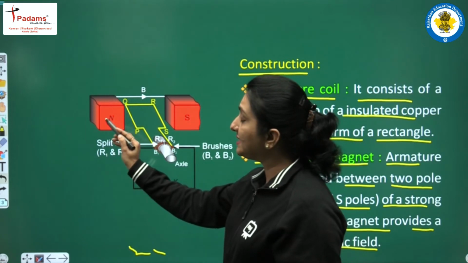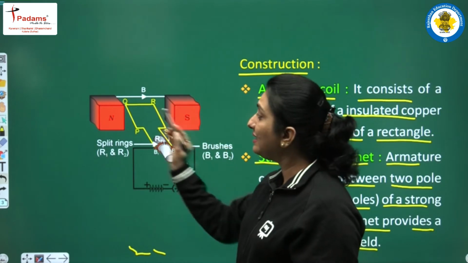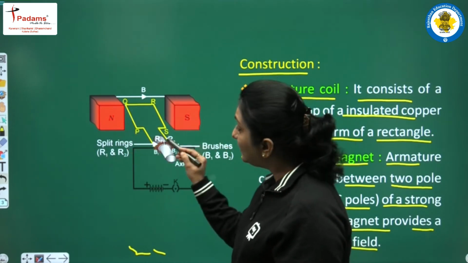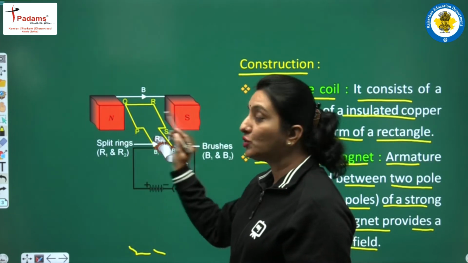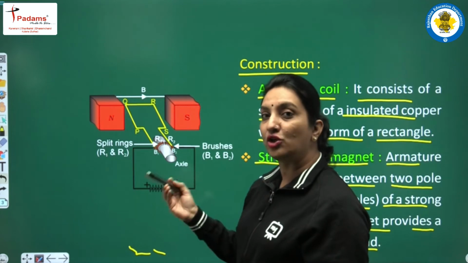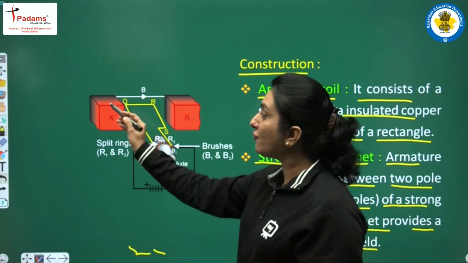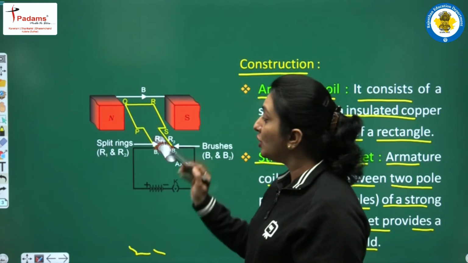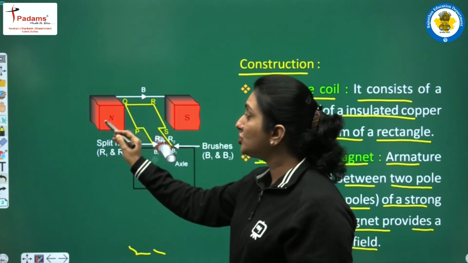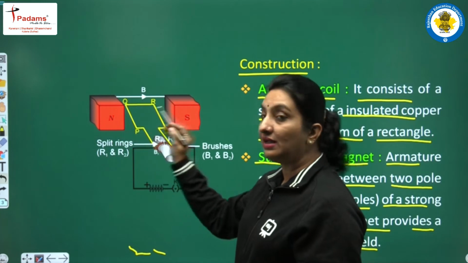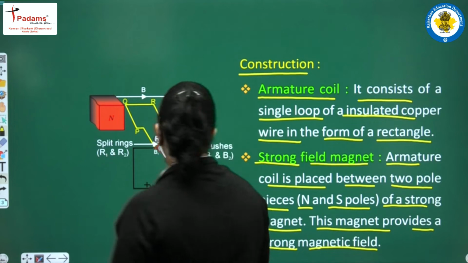So here students, you can see that there is a strong magnet. North and south poles of this magnet are placed likewise, and this armature coil is placed in the strong magnetic field produced by these two poles, that is the north pole and the south pole. And the direction of magnetic field here you can see is from the north pole to the south pole. So students, here we have understood the armature coil PQRS and the strong magnetic field between the north and south poles of this permanent magnet.